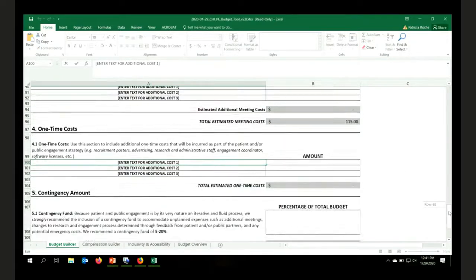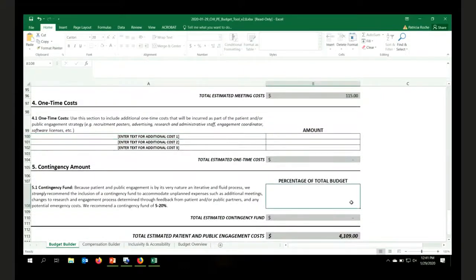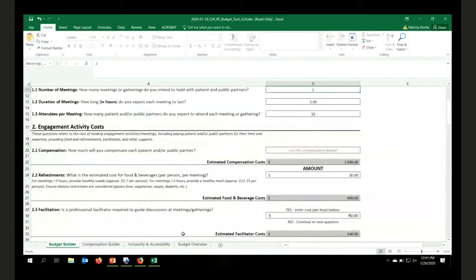And then we would highly recommend, because patient and public engagement is iterative, it is dynamic, things change, things happen, we run into challenges, we really recommend a contingency anywhere from the low end of 5% up to 20%, depending on what your engagement looks like. Are people really traveling a far way? Things can happen. So we're going to pop in 5% for our contingency.